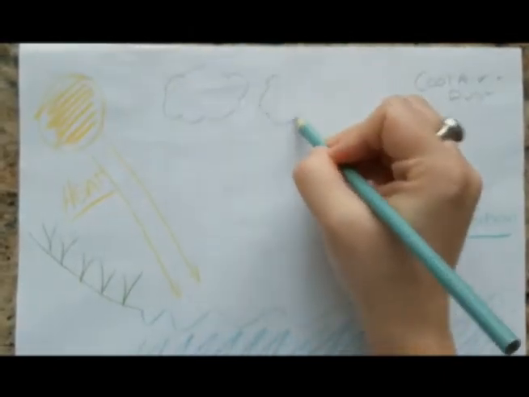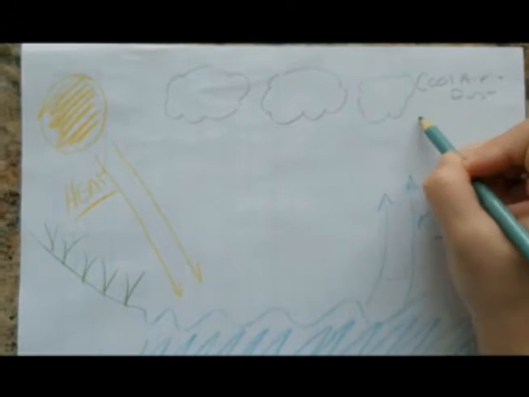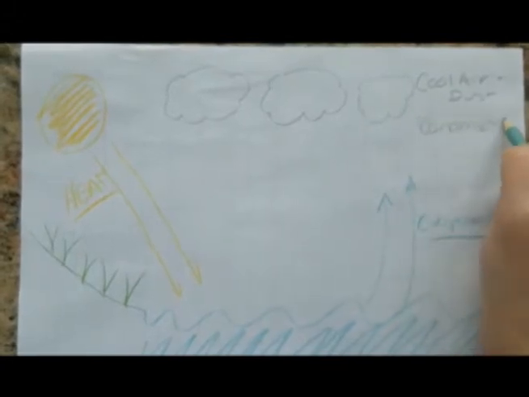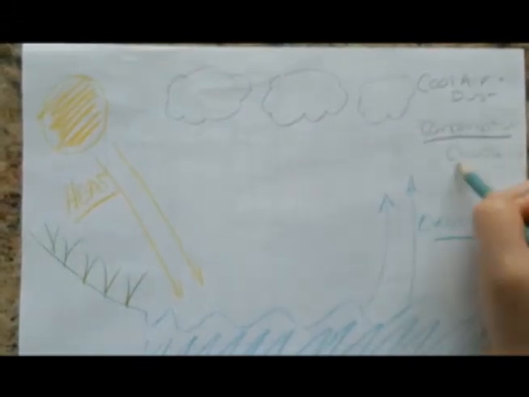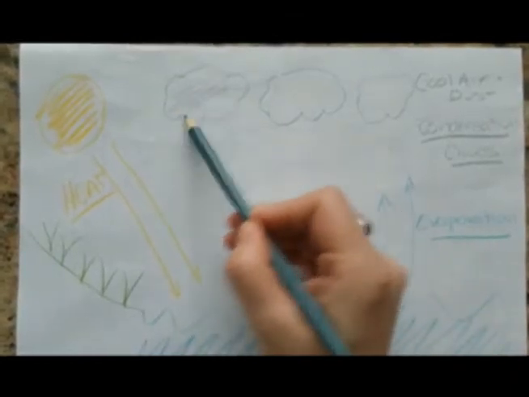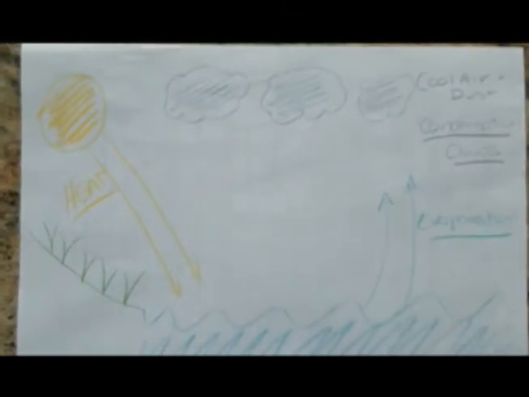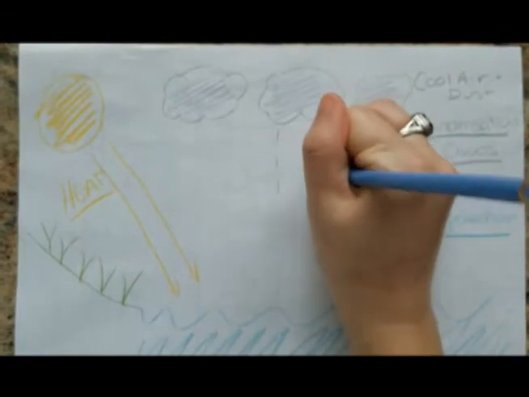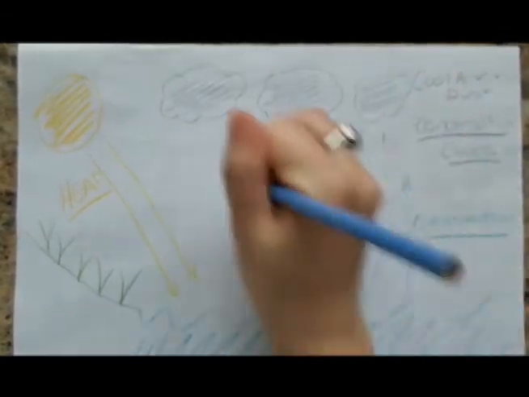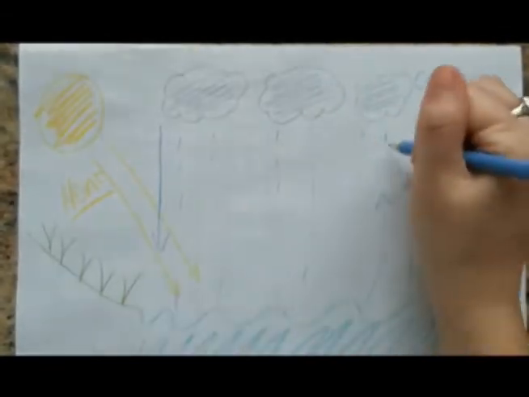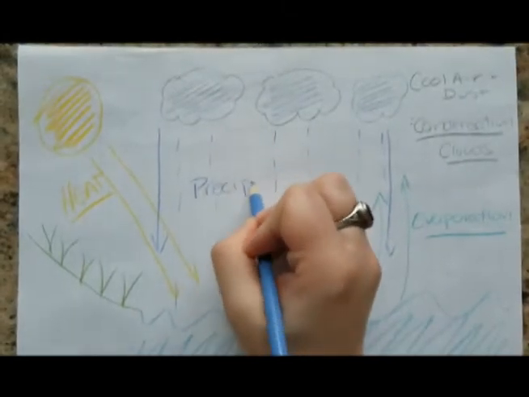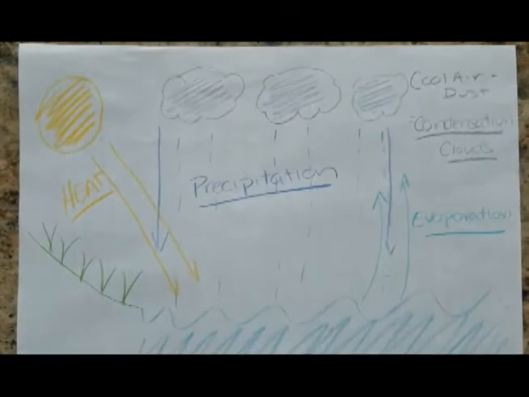When water vapor cools down up there, it's going to condense onto dust particles to form clouds. And once those clouds get too heavy, that's when it rains. Let's create our own version of the water cycle by making our cloud in a jar.